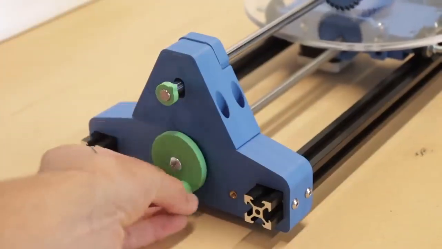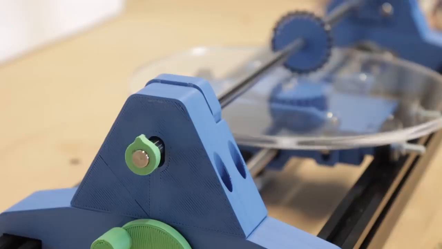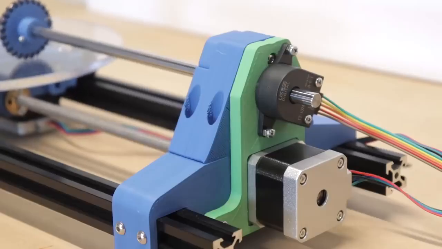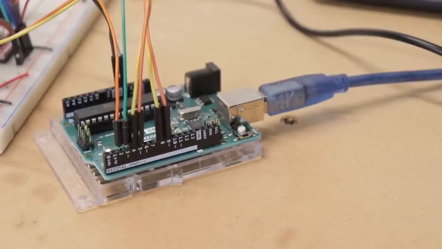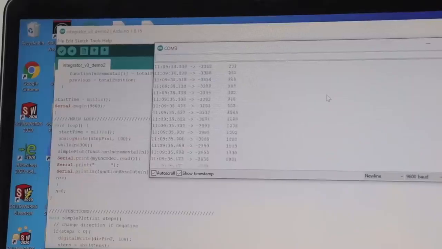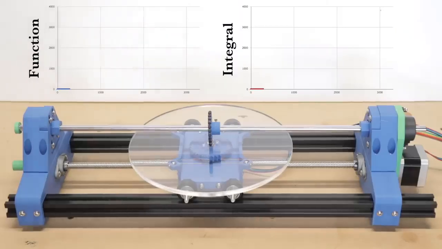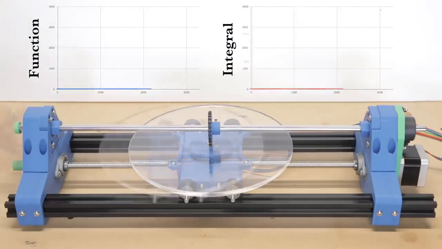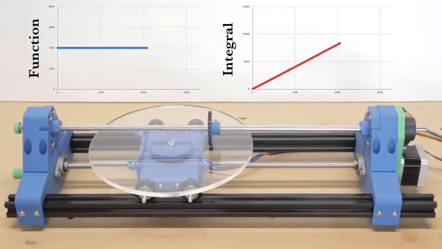The displacement of the table is controlled using this lead screw, and the follower rotates this output shaft. For the purposes of this demonstration, I've also attached this module that can control the lead screw with a stepper motor and read the output shaft with an encoder. Let's graph a few functions for demonstration. With the function equal to 0, the integral is also 0. Here's a constant function, like the one we looked at earlier. You can see the integral increases linearly over time.